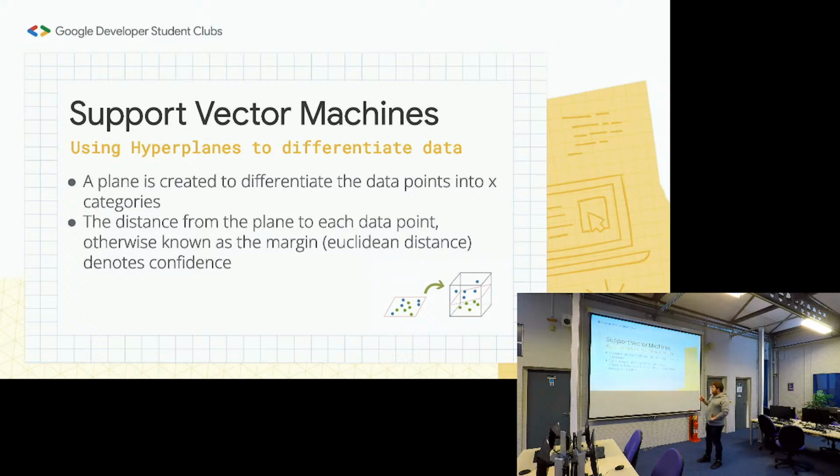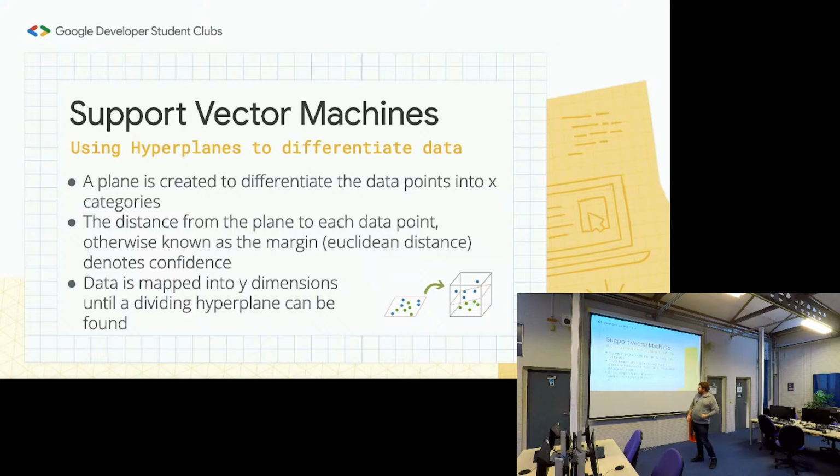And so the distance from the plane to each data point, which is known as the margin in an SVM, which is your Euclidean distance, so that's your Pythagorean distance, denotes the confidence level. So if something's very far away on one side of the hyperplane, there's a really high chance that it's part of that. If it's very close to the margin, very low margin, very close to the hyperplane, we're not 100% sure about it, but we think it's probably on that side.